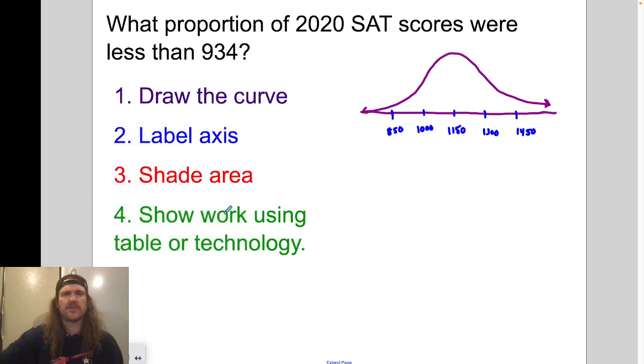Where's the area of interest? Where were the scores less than 934? So I can come over here. 934, well, this goes in steps. This is steps of 150. So if I go down 50, that would be 950. So it's going to be a little bit less than that.